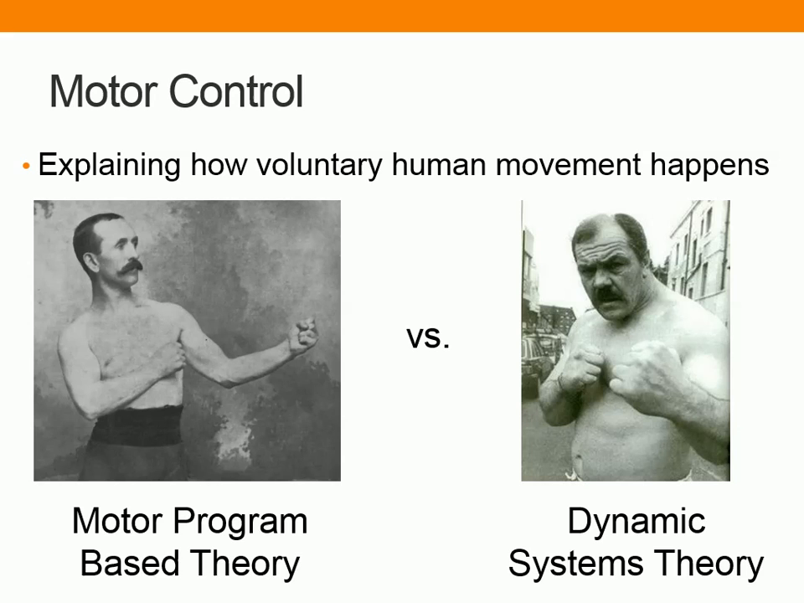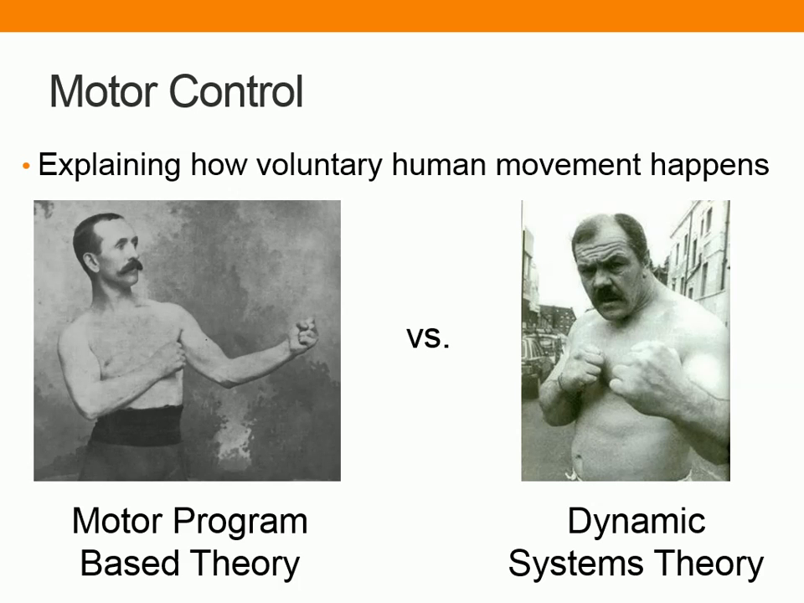The reason I have these graphics up here is that about 2 decades ago, in the 1990s, there were very heated debates over which of these was correct. Motor program-based theory looks at some ideas very differently from dynamic systems theory. There were a lot of heated debates, with people thinking they're right and the other one was wrong.